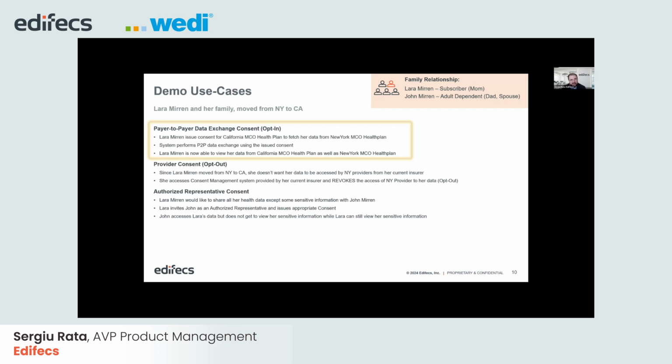So Lara will log into the system. She will essentially go to California health plan, log into the system, and issue consent to New York health plan, allowing California to fetch data from New York. So with that, let me go ahead with the presentation.